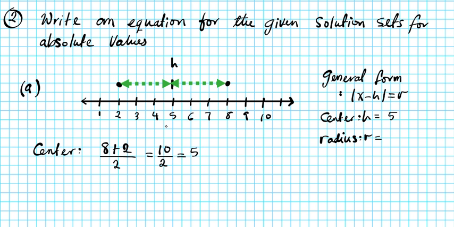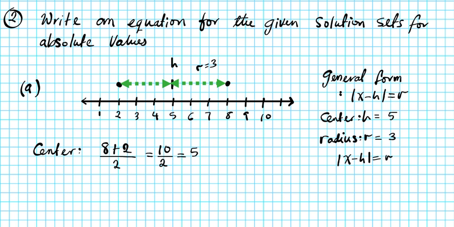How many units from 5 to 8? 1, 2, 3. So the radius r is 3. You can count to the left or to the right. So 1, 2, 3, your radius is 3. Now since the general form is absolute value of x minus h equals r, I'm going to substitute these two values into this equation and we're done.